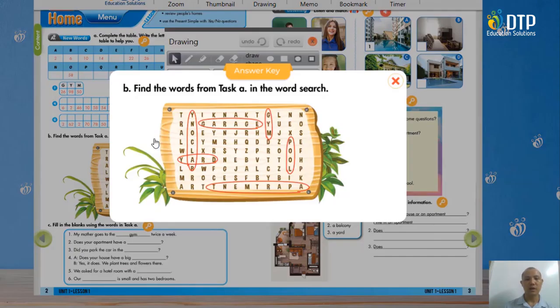That's right. You have balcony, yard, garage, gym, pool, and apartment.